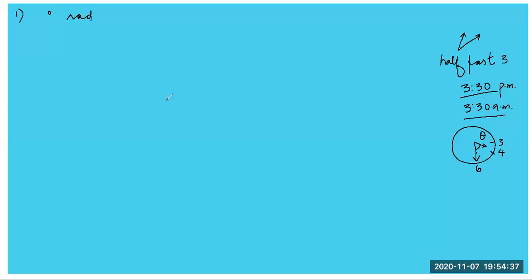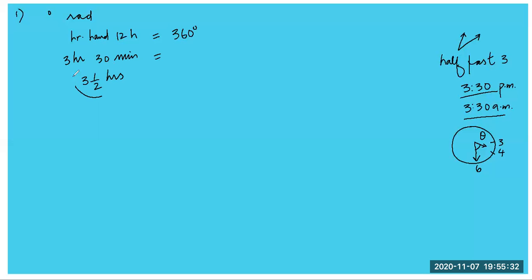So students, how will you do it? You see, what is the angle traced by the hour hand in 12 hours? 360 degree, right? So what is the angle traced by the hour hand in 3 hours 30 minutes? So 3 hours 30 minutes means 3 and 1/2 hours. Can we say like this?